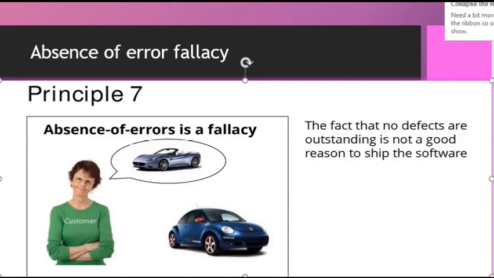Last principle is absence of error fallacy. Once the application is completely tested and there are no bugs before the release, then we can say that the application is 99% bug free. Absence of error fallacy means identifying and fixing the bugs will not help if the application does not meet the customer's requirements. No matter how many defects we find and fix, if the application does not fulfill the customer's expectations, then all of this testing is of no use.